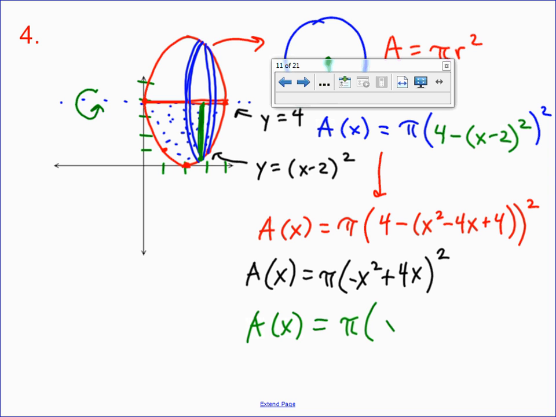We get x to the 4th, minus 8x cubed, plus 16x squared. Is that what you guys are getting? Great. Let's not distribute the pi through. We're just going to pull it out in front when we find an antiderivative anyhow.